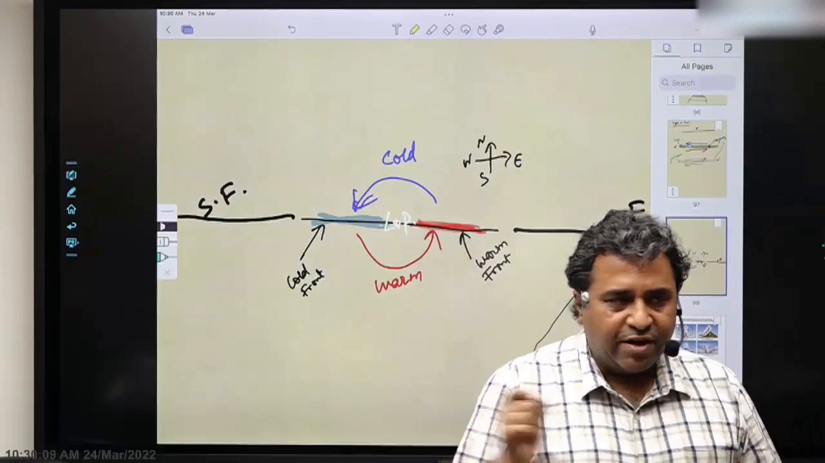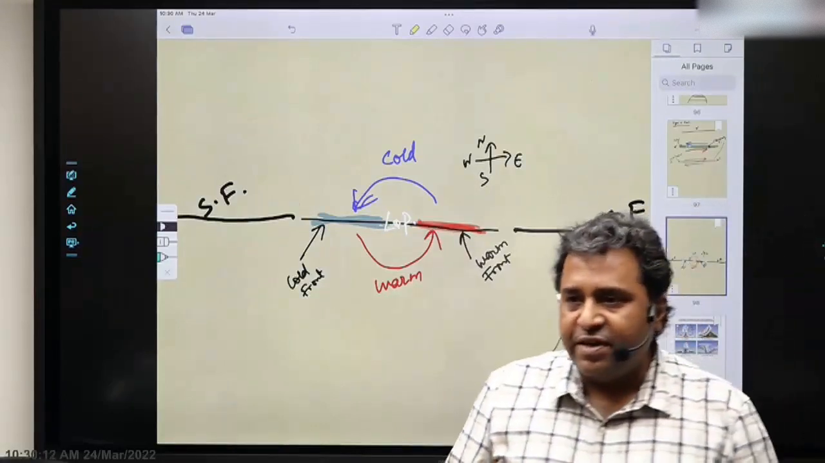Underline those words, warm front and cold front, and earlier where you have written stationary front, underline that also.